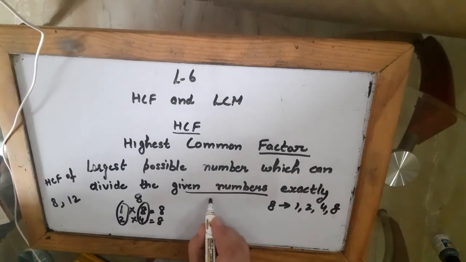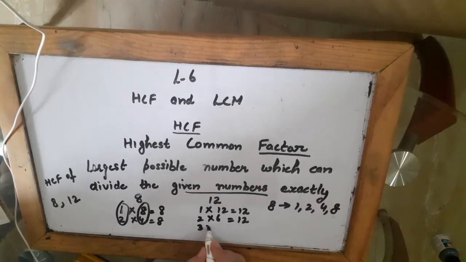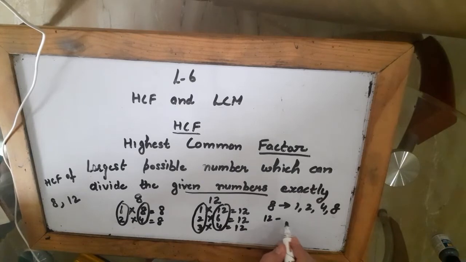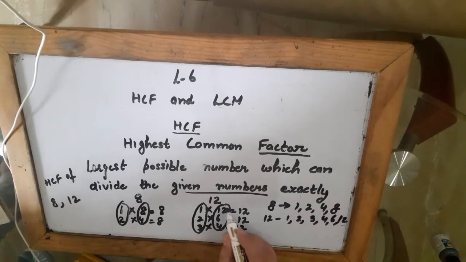Now what about the factors of 12? Let me take out the factors of 12. So 1 12s are 12. Now on the table of 2, 2 6s are 12, and 3 also, 3 4s are 12, and after 3 comes 4, 4 3s are 12, and 4 already is there. It means all my factors are over. So what are the factors of 12? The factors of 12 are 1, 2, 3, 4, 6 and 12.